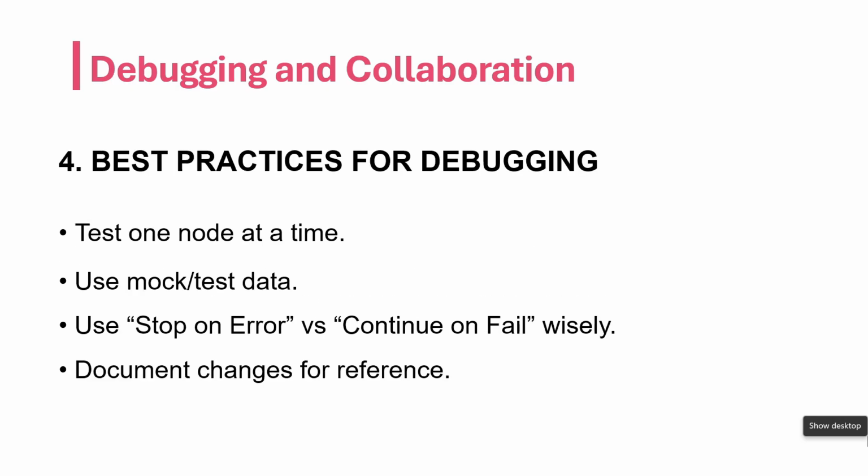Finally, we will see some best practices to keep your debugging process smooth. Always execute one node at a time while building, so issues are easy to isolate. Secondly, use test or mock data to prevent affecting real systems. Thirdly, decide when to stop on error or continue on fail depending on your workflow's importance. And lastly, note your fixes and changes. This makes future debugging much faster. Debugging isn't about errors, it's about learning how your automation behaves.